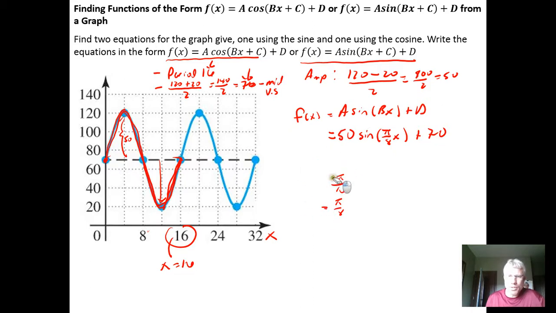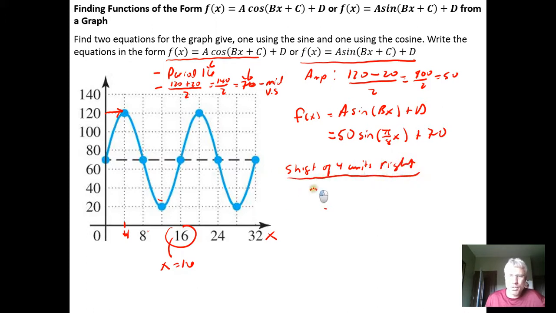So if we're going to model using the cosine function instead, what I would want to recognize is that the cosine function, which usually starts at its high point and moves down to its midline, is actually being shifted over, and this is a 4, it's being shifted 4 units to the right. So the cosine function would have a shift of 4 units to the right.